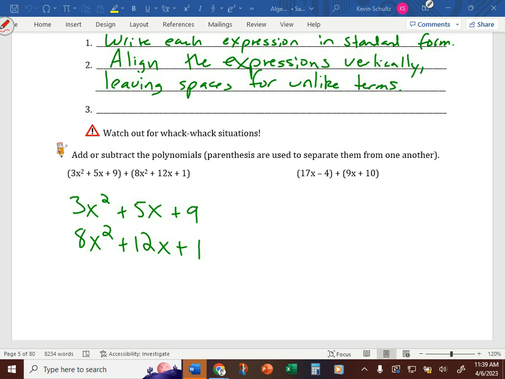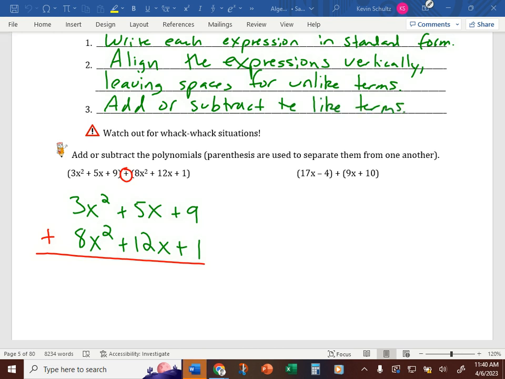And then we look at our symbol, our operation. What are we doing? We're adding these, and so step 3 is simply add or subtract the like terms. Okay? Add or subtract the like terms. And you do this just like we did in Oxenoid in CO42. We have 3x squareds. We're adding 8x squareds. How many x squareds do we have in all? 11. Okay? 11x squared.